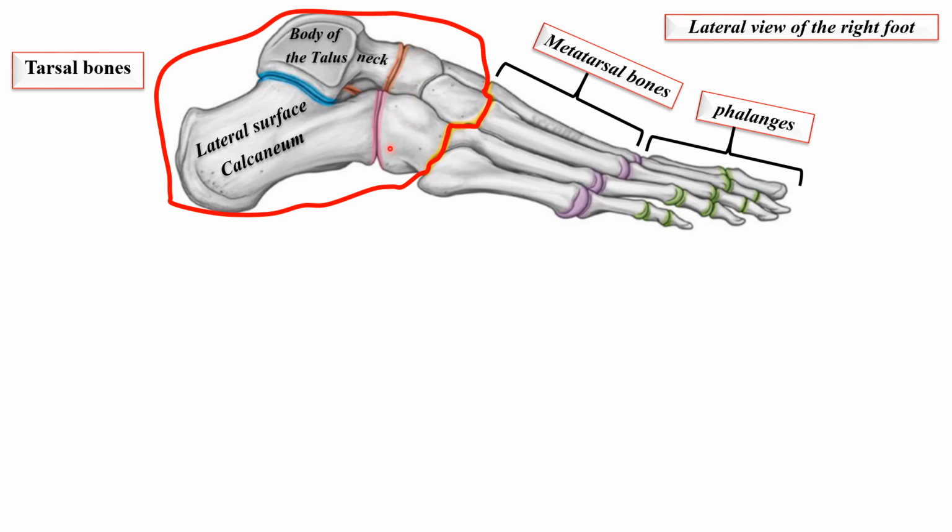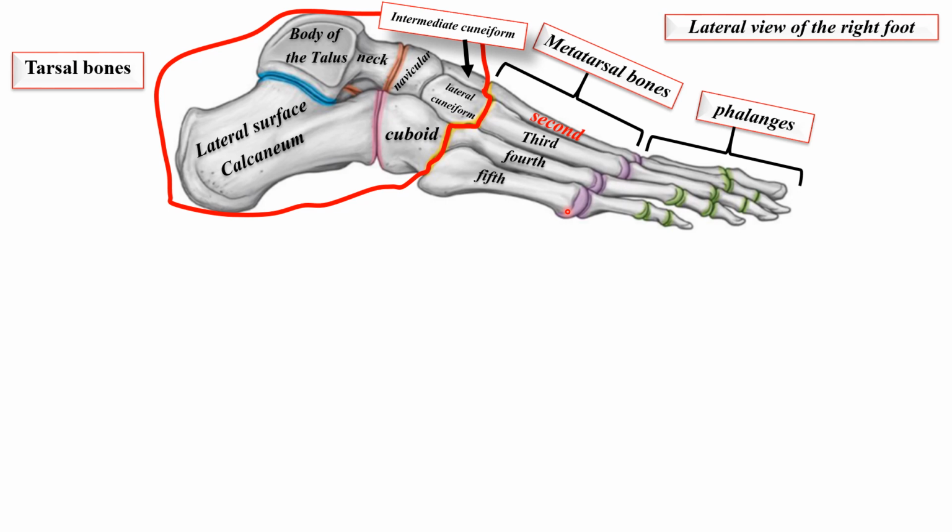This is the cuboid here laterally, and this is the navicular bone medially. This is the lateral cuneiform, and this is the intermediate cuneiform. This is the second metatarsal bone. This is the third. This is the fourth, and this is the fifth metatarsal bones.